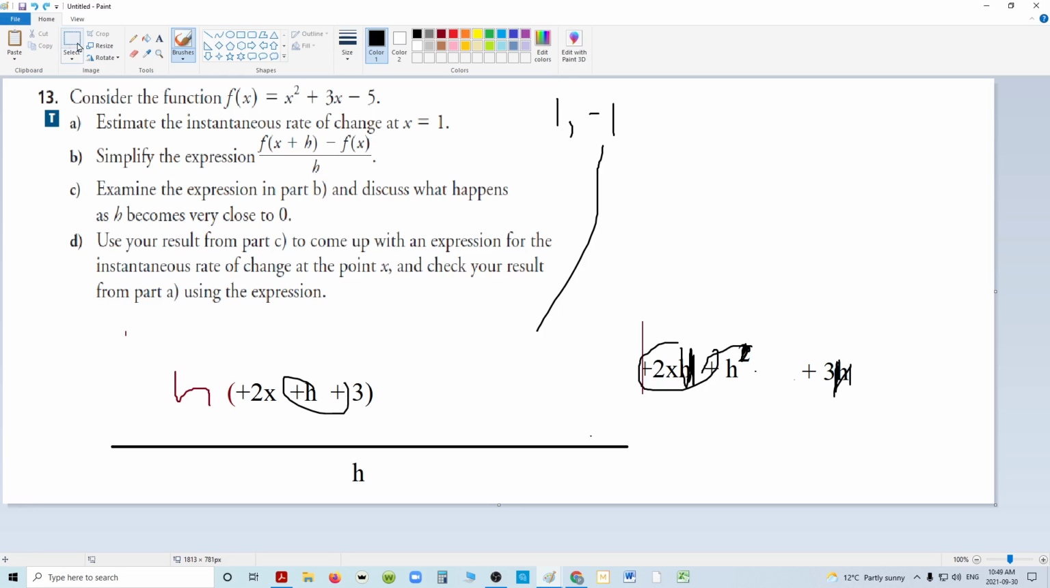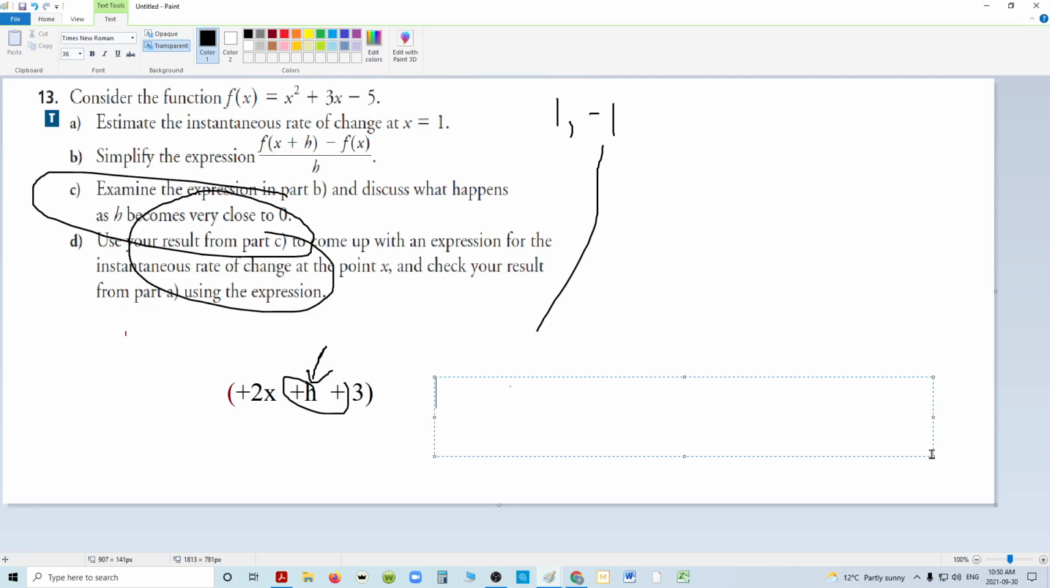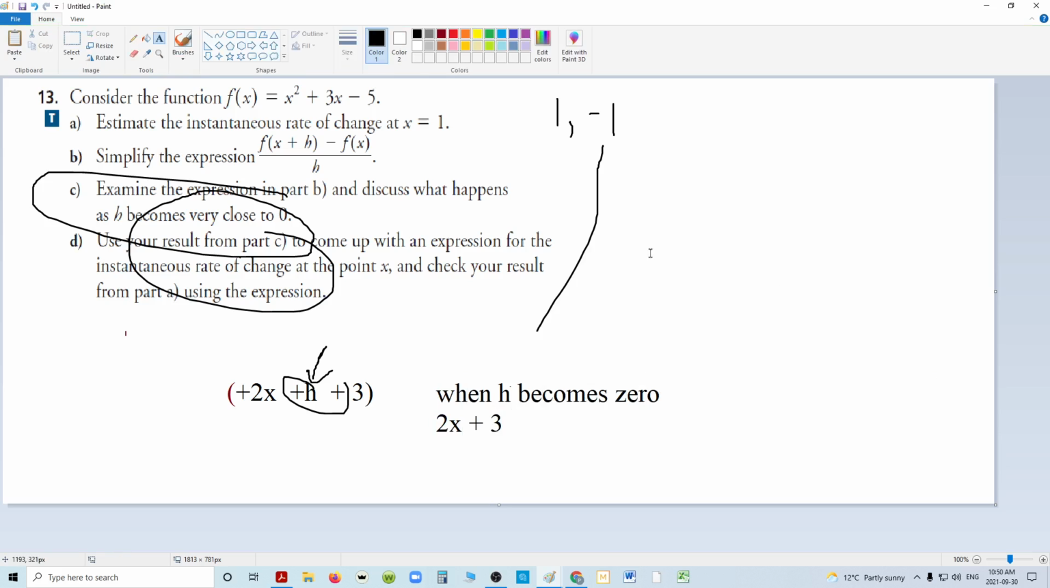Very good. Now notice that I have h times something, then divided by h, which means, according to my laws of math, anything multiplying something and divided by itself can be just gotten rid of. I now no longer have h on the bottom. And the question says, what happens when h becomes 0? Well, when h is 0, this is plus 0, isn't it? So I'm left with, when h becomes 0, 2x plus 3.